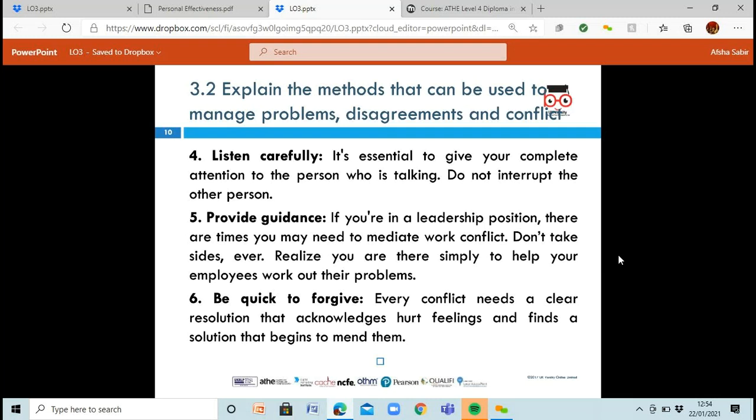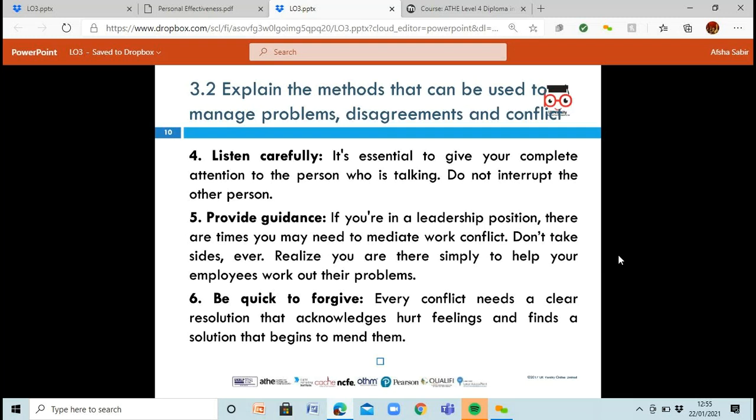And then also be quick to forgive. So if there's a problem and it needs to be sorted out quickly, sometimes your feelings might be hurt. Sometimes the other person's feelings might be hurt. They might have had a problem with you. You might have had a problem with them. You might have said something to each other without realizing how upset the other person might be. But at the end of the day, you're going to be working together. It's easier to forgive it and get on and try and get along rather than just keep it in you and not be happy with that person. So be quick to forgive.